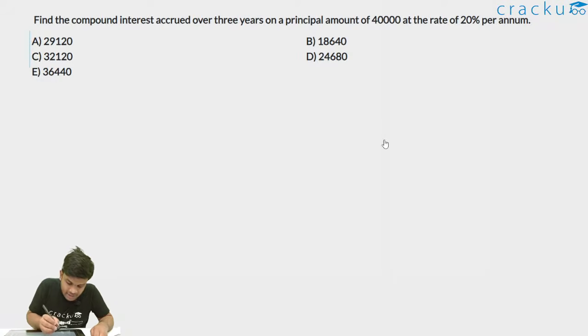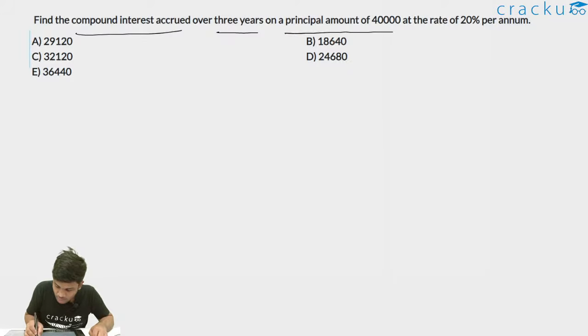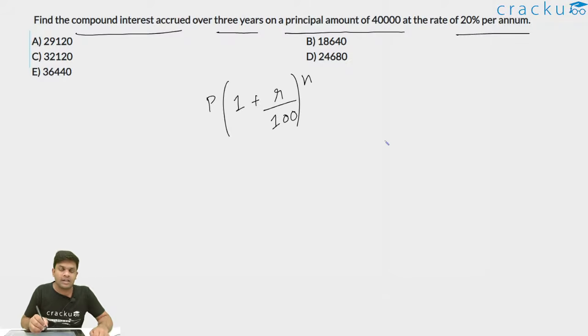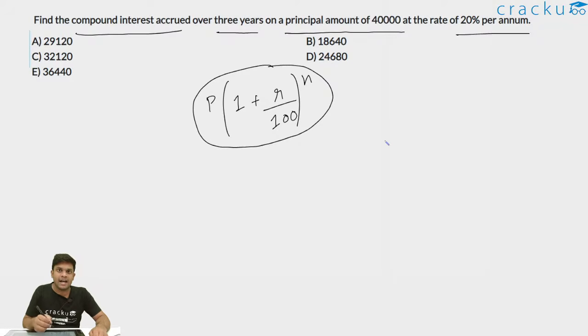So in this question it is said to find the compound interest occurred over 3 years on a principal amount of 40,000 at a rate of 20% per annum. So in compound interest, the formula is principal into (1 plus rate by 100) to the power n, where n is the number of years or the time period. Now this formula gives us the entire amount that we get after the period is over. Let's say after n years.